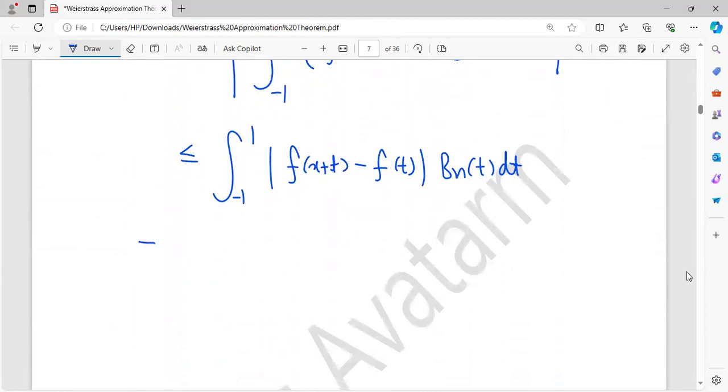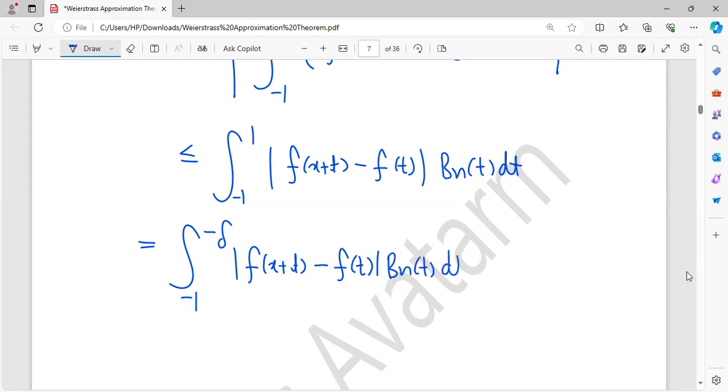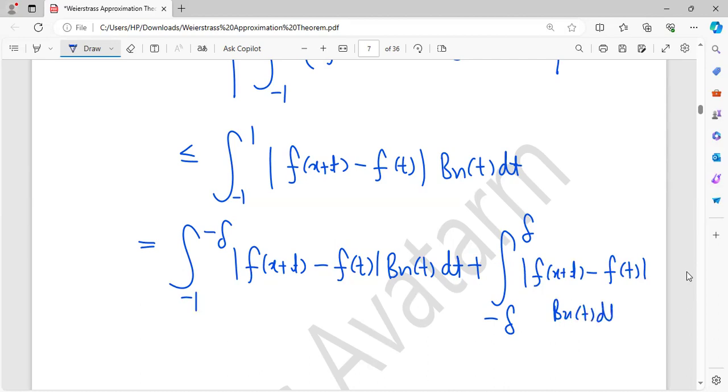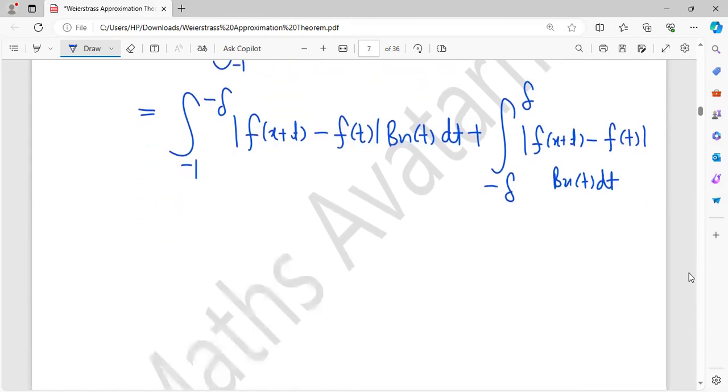So now I can break this integral in 3 parts. Minus 1 to minus delta, f x plus t minus f x, b n t dt, plus minus delta to delta, f x plus t minus f x, b n t dt, and then the next integral, delta to 1, f x plus t minus f x, b n t dt.